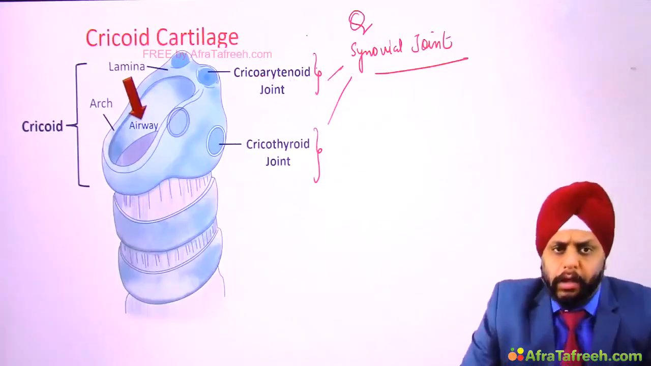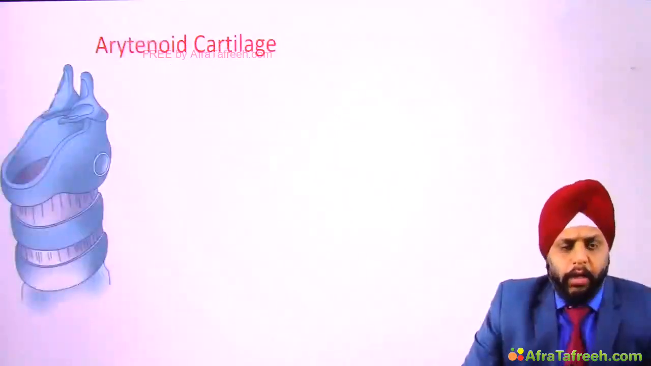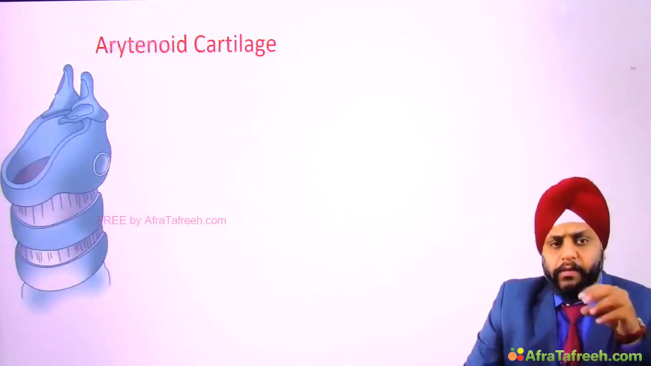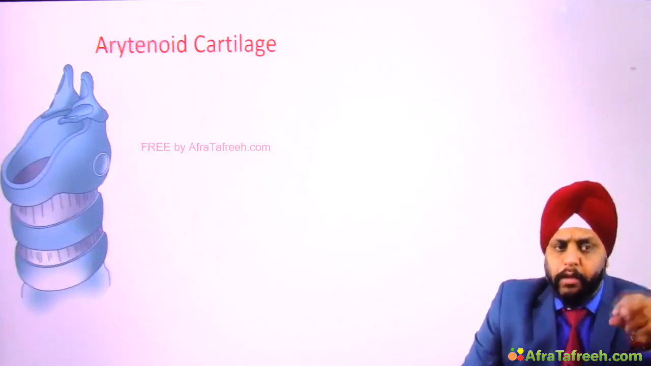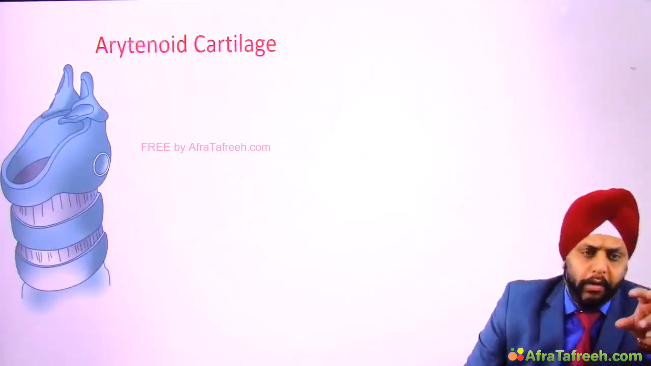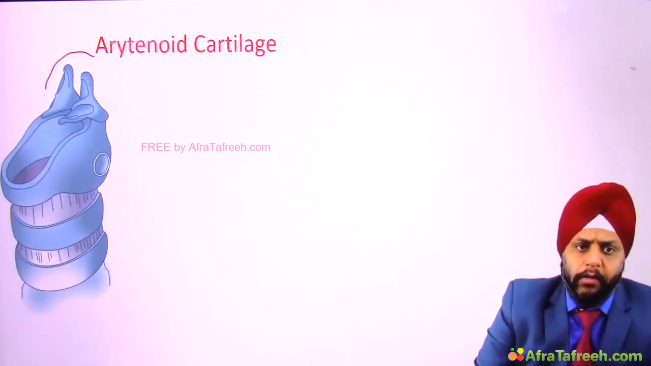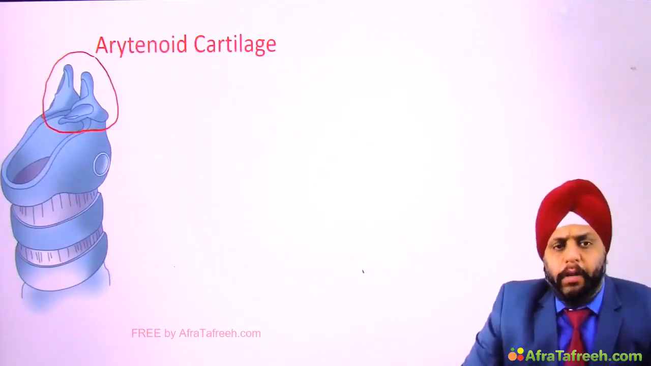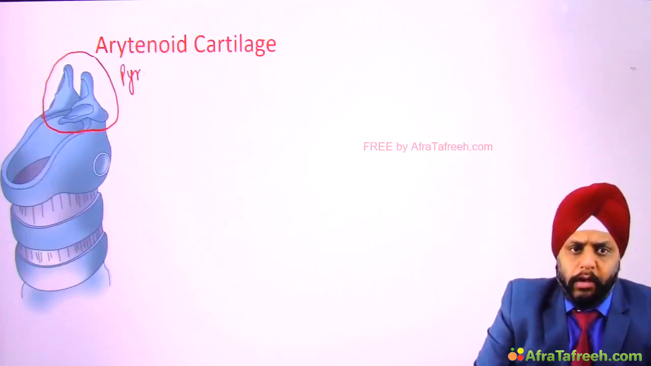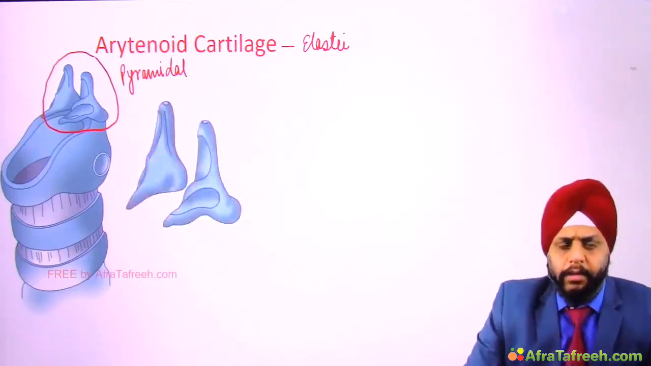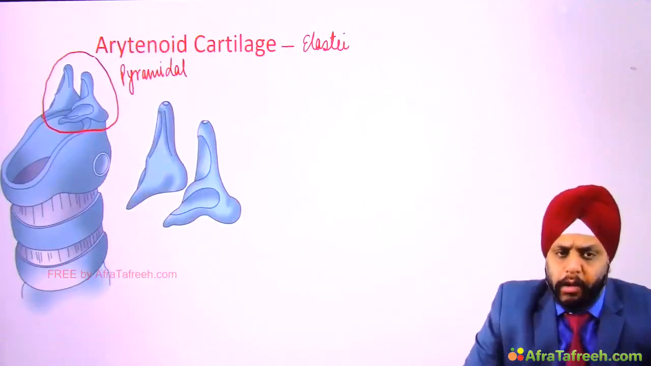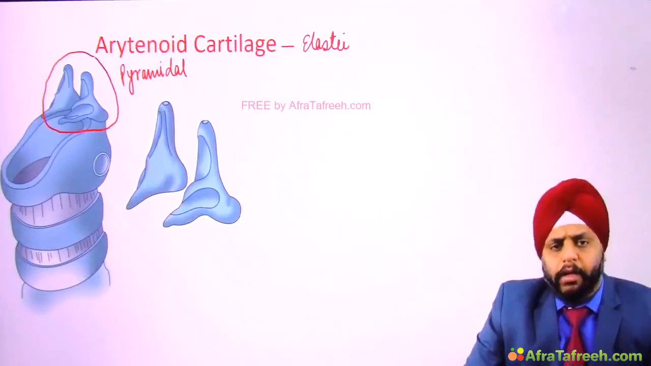So these were the three unpaired cartilages. Now let's come to the paired cartilages. So we just discussed that over the cricoid there is a facet for attachment of the arytenoid cartilage. We have a cricoarytenoid joint. So you can see over here we have the arytenoid cartilage. This is a paired cartilage lying over the cricoid, and it is pyramidal in shape, right? This is made up of elastic cartilage, right? Let's discuss them in detail. So these are the arytenoid cartilages, paired cartilages in the shape of a pyramid.